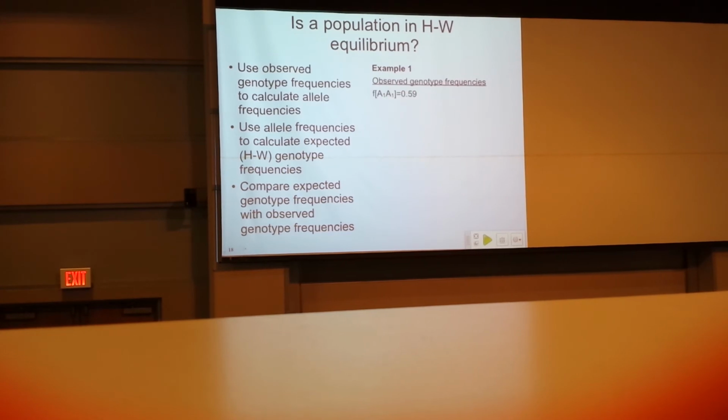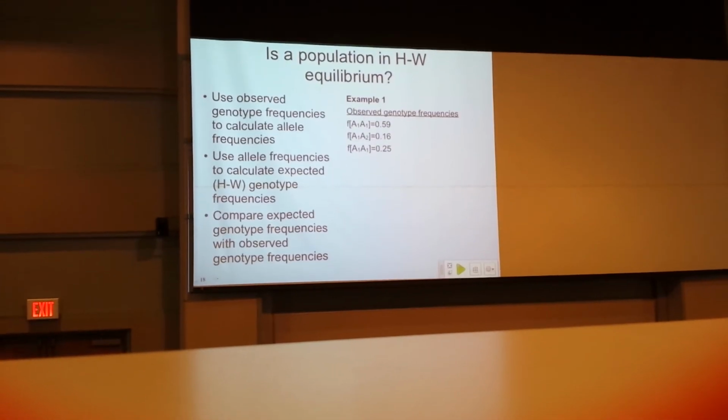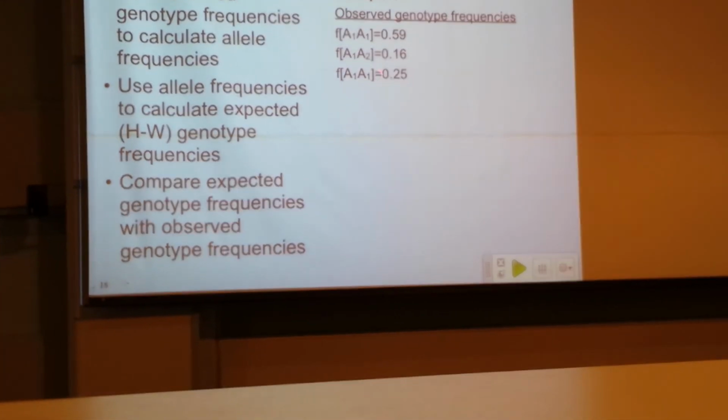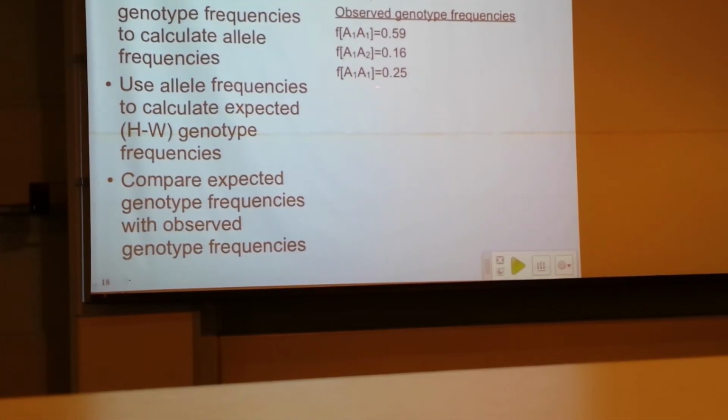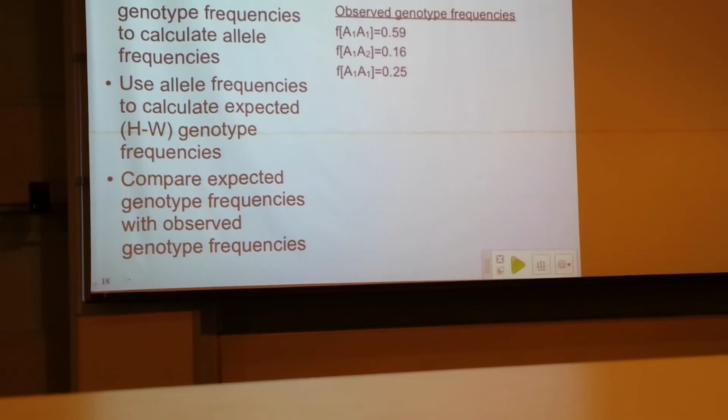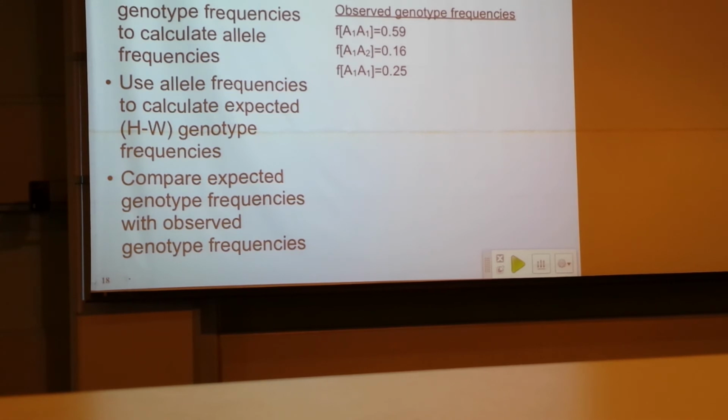So we can look at observed genotype frequencies. Here we have the frequency of our 3 different genotypes. There's a typo in it, which is annoying, but this should be A2A2 here, not A1A1. So homozygous for A1, homozygous for A2, and heterozygous, so one of each. Okay, so those are our observed genotype frequencies in the population. We can then calculate allele frequencies for them.